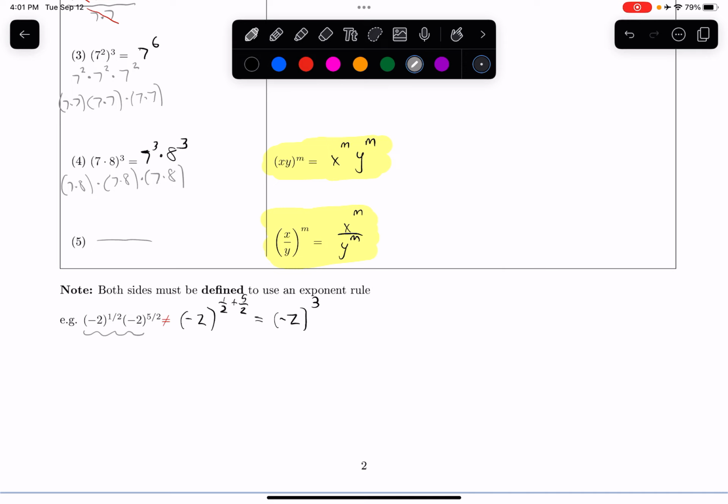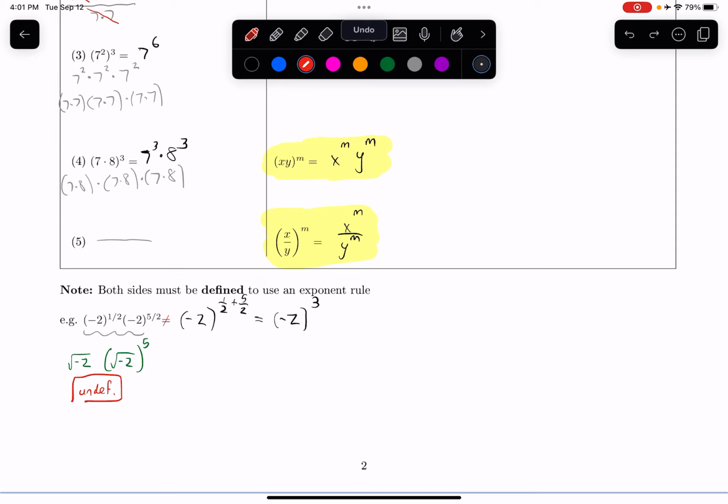Well, I want to notice that a 1/2 power means a square root. So this first term is the square root of negative 2. The next term, the 2 on the denominator means it's the square root, so I get a square root of negative 2, but then the 5 on the numerator means that's being 5th powered. Now I have negative numbers inside of square roots, and both of those are undefined. So if this was my original problem, the answer would be undefined.